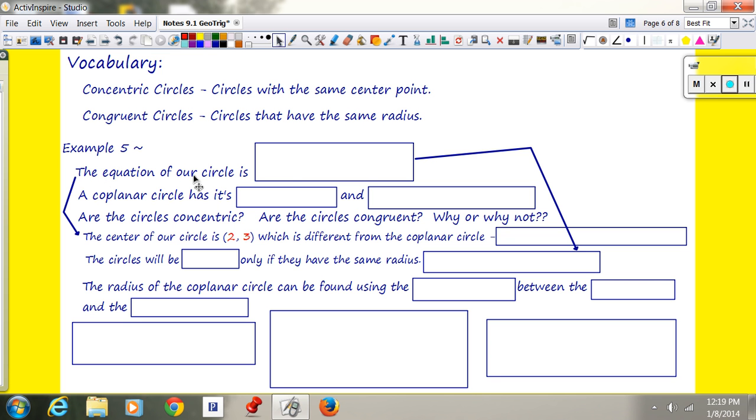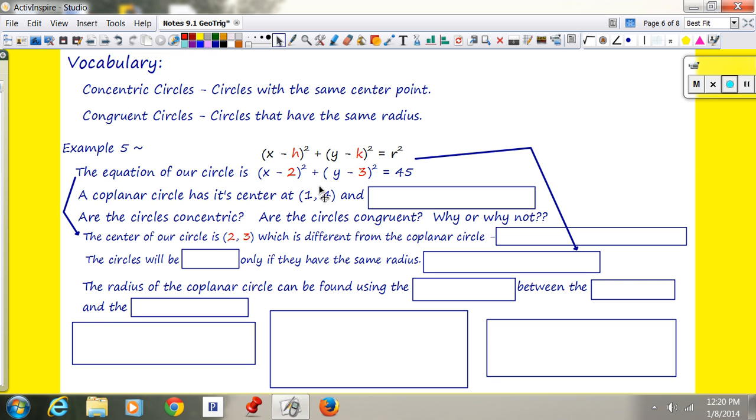All right, here's an example. The equation of our circle is this. That means that h, the center point, is 2 and 3, because h and k represents our center point. So the center point is going to be 2, 3, and r squared equals 45. A coplanar circle has its center at 1, 4, and it contains the point negative 5, 7. So if I found the distance between the center point and the edge point, I would get the radius of this new circle. So it's a coplanar circle. It's a new circle. This was our original circle. Here's the new circle. They want to know, are they concentric? Are they congruent? And why or why not?